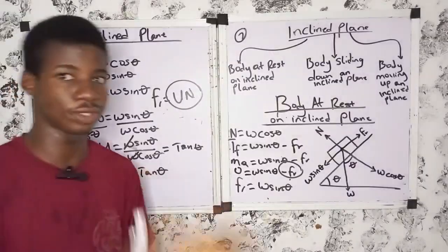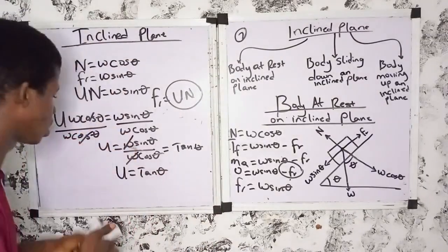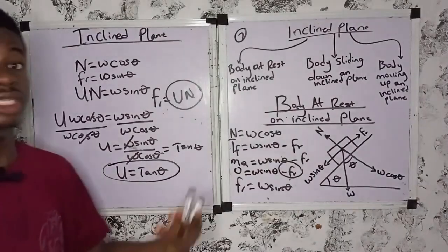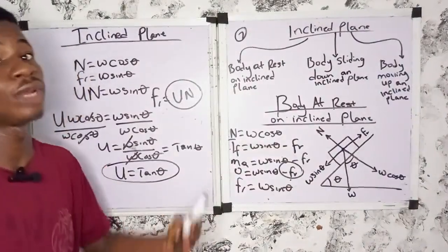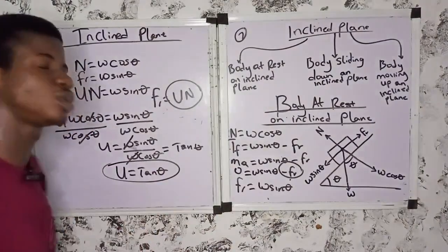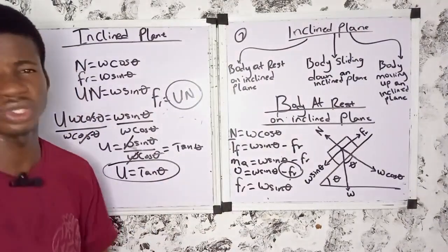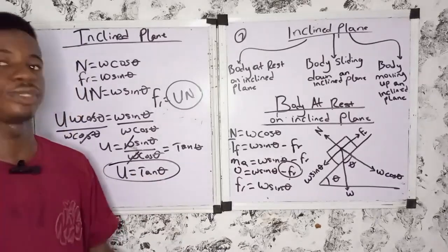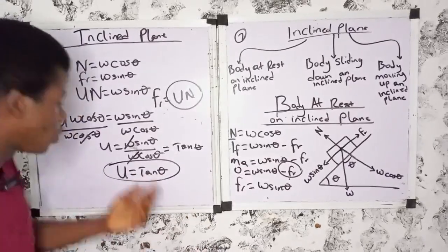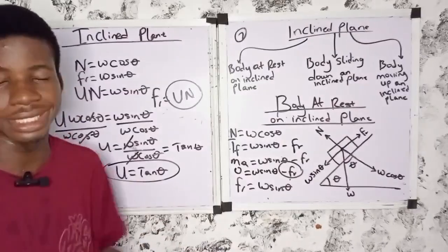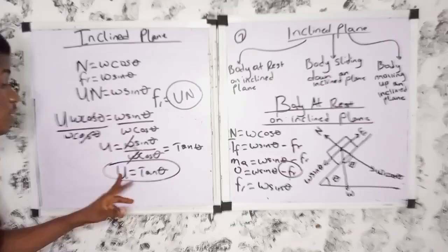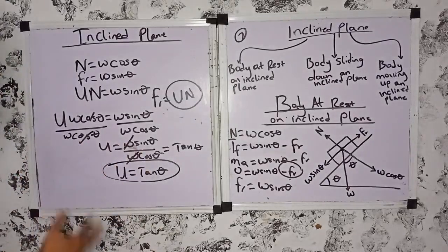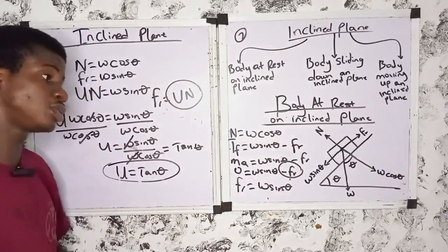So this is very, very important. Take notes. Coefficient of friction is equal to tan theta. There are certain questions that will just give you the angle and tell you to calculate the coefficient of friction. It's easy. Let's say the angle is 30, for example. The coefficient of friction will now be tan 30. You get your answer. So the coefficient of friction is equal to tan 30.